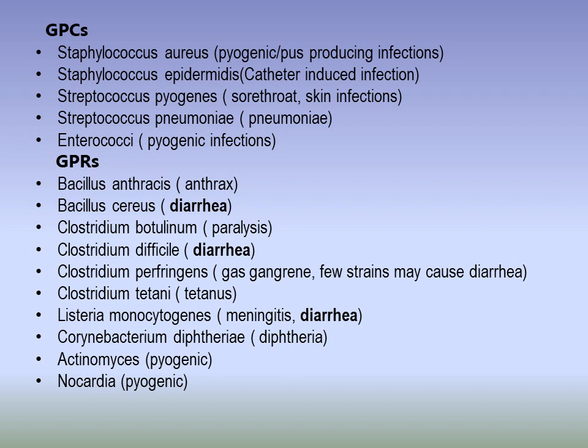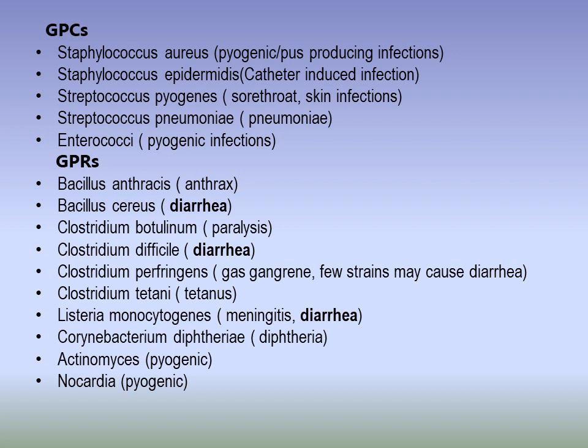Now we are going to have an overview of the gram-positive rods. Bacillus anthracis, as the name indicates, causes anthrax. Bacillus cereus is another organism responsible for causing diarrhea. Clostridium botulinum is responsible for paralysis. Clostridium difficile is another diarrhea causing agent. Clostridium perfringens is notorious for causing gas gangrene. A few other strains cause diarrhea, but it is basically notorious for causing gas gangrene. Clostridium tetani, as the name indicates, is responsible for causing tetanus.